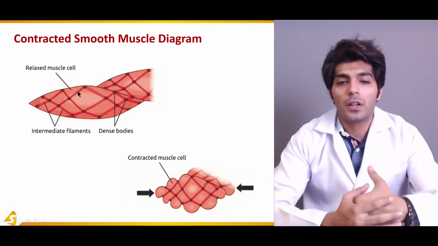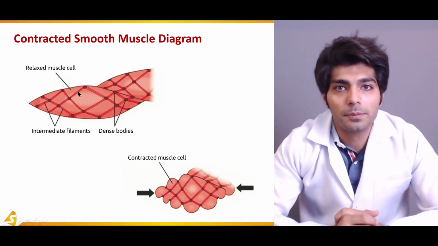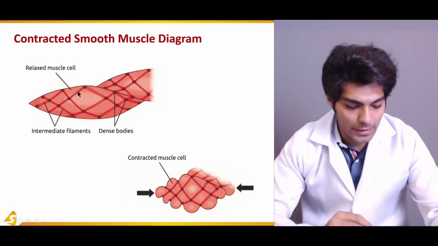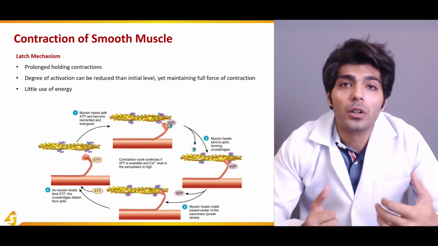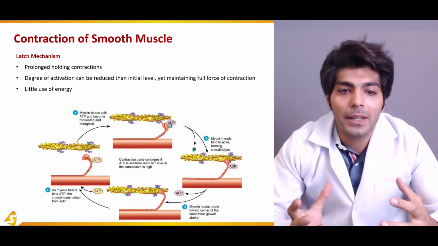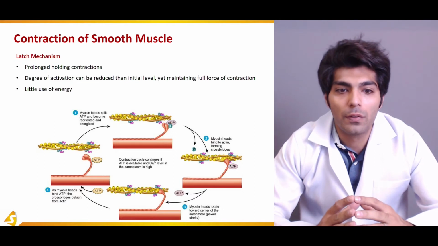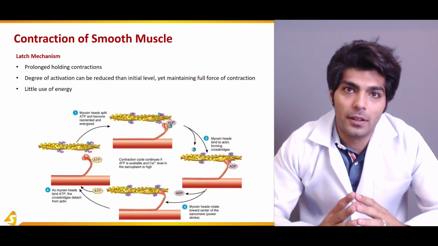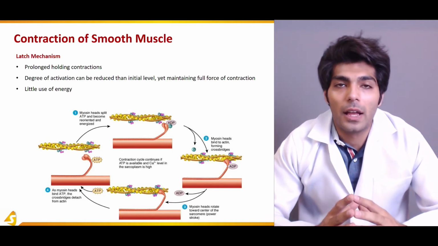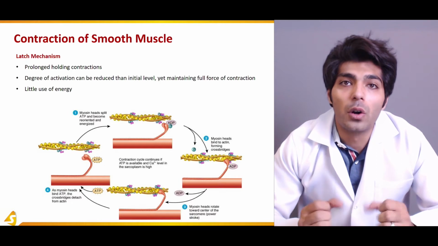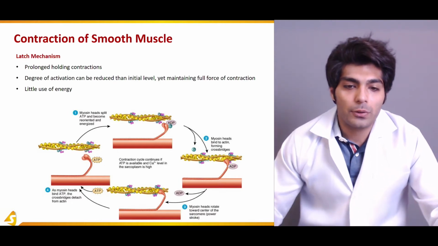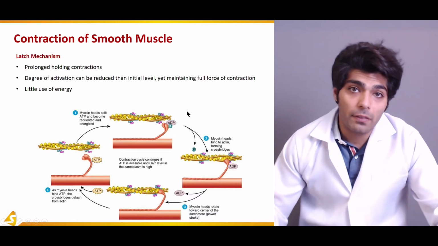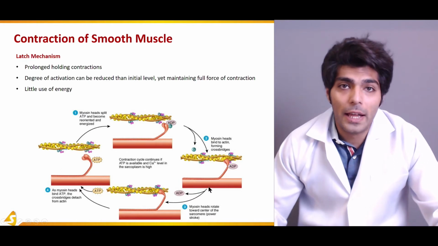Now, contraction of smooth muscle, latch mechanism. So what is latch mechanism? Latch mechanism is prolonged holding contractions with minimal utilization of ATP, and the full force of contraction does occur as a result of this prolonged holding contraction. As we can see, the latch mechanism exists in smooth muscle, while in skeletal muscle there is no latch mechanism.